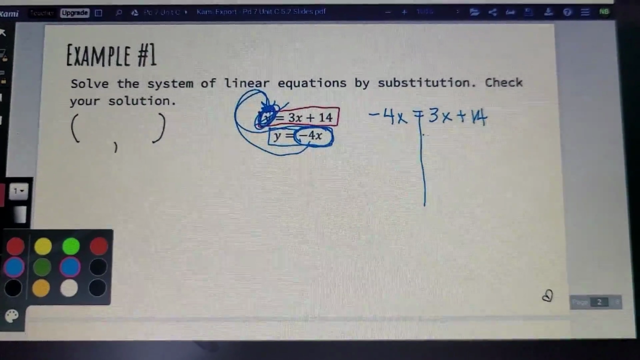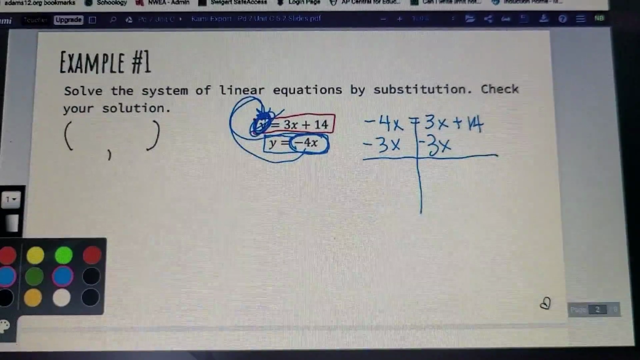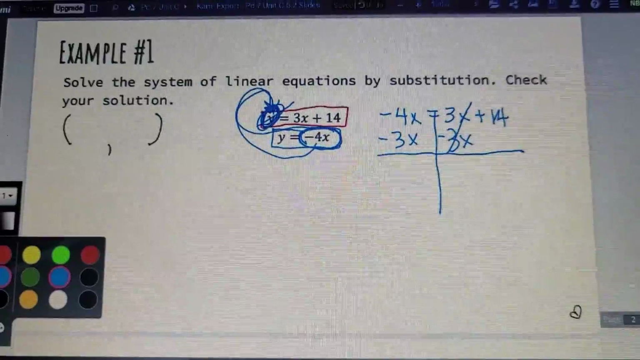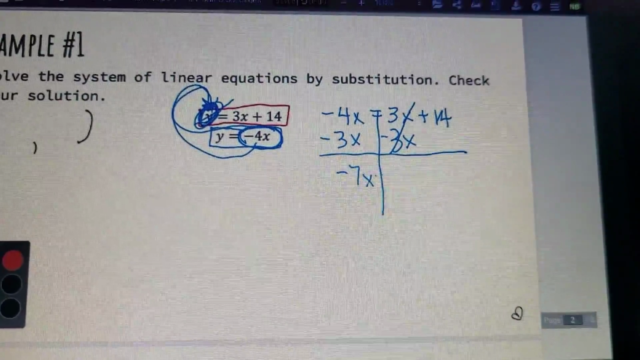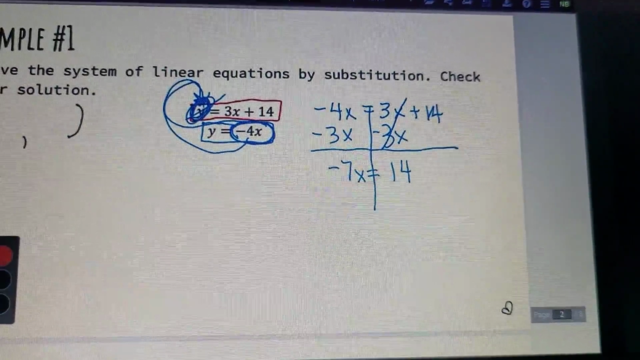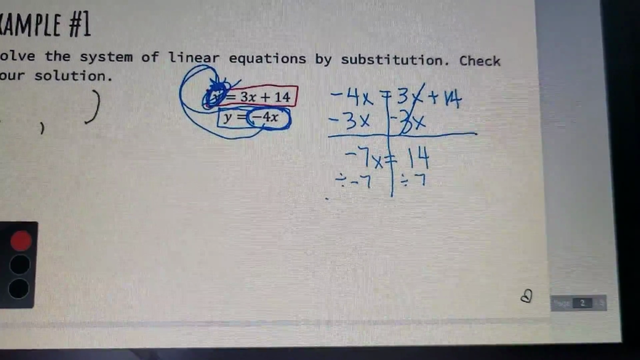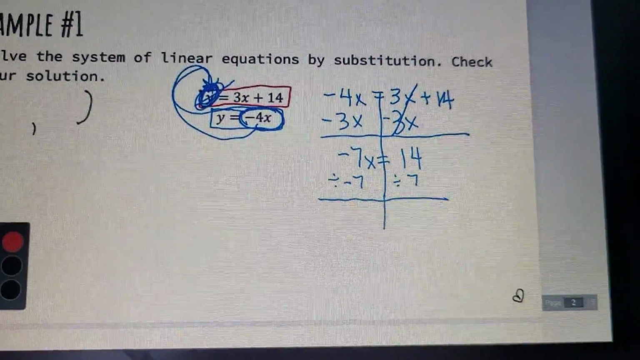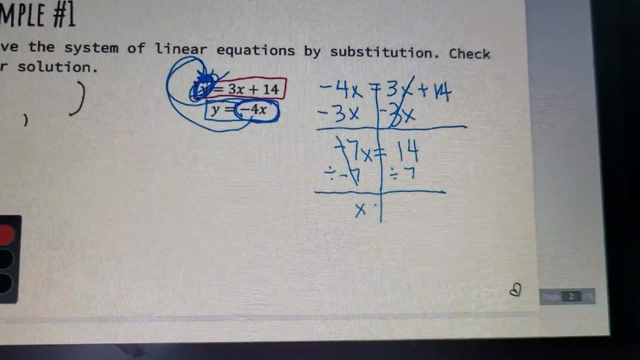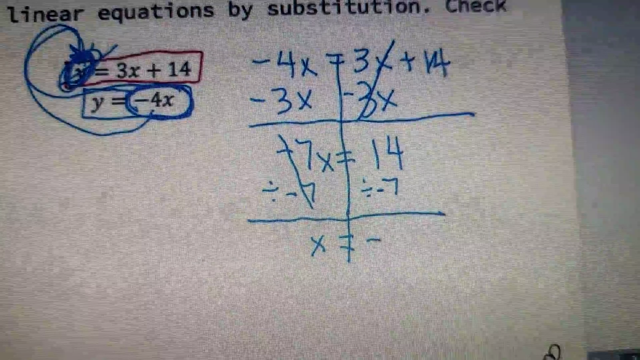We're going to subtract 3x, so we get all our x's to one side. Negative 4x minus 3x is a negative 7x equals 14. And then we're going to divide by negative 7. So this is why we did this the first unit of the year. The negative 7 divided by negative 7 goes away. I get x equals, oops, that's a negative. 14 divided by negative 7 is a negative 2.